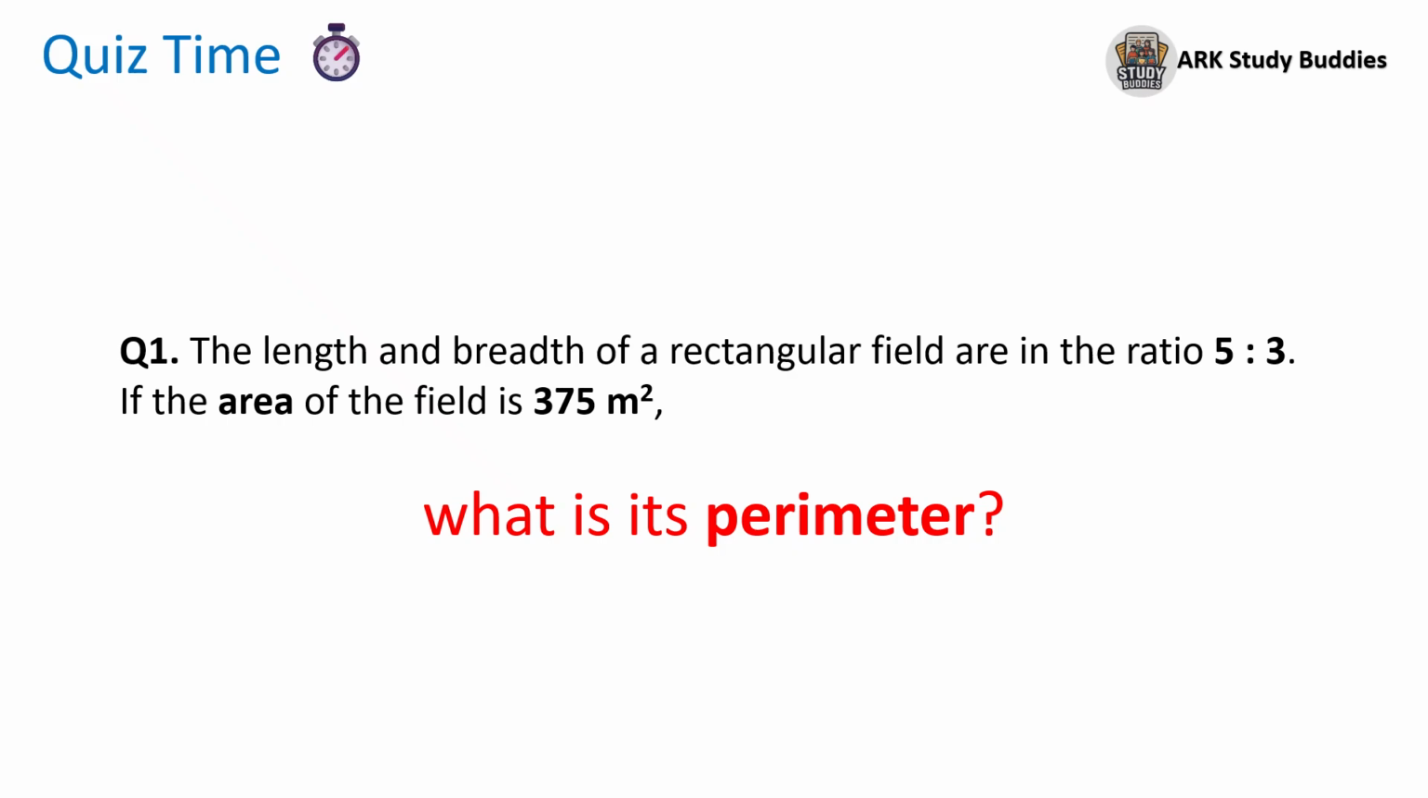Quiz time. Let's have a quiz. The length and breadth of a rectangle field are in the ratio of 5 is to 3. If the area of the field is 375 meters square, what is its perimeter? Take a pause, take a screenshot. I'll reveal the answer of this quiz at the end of this video.